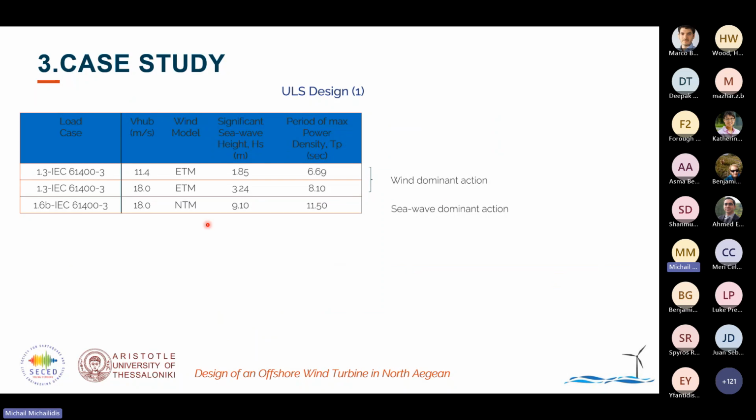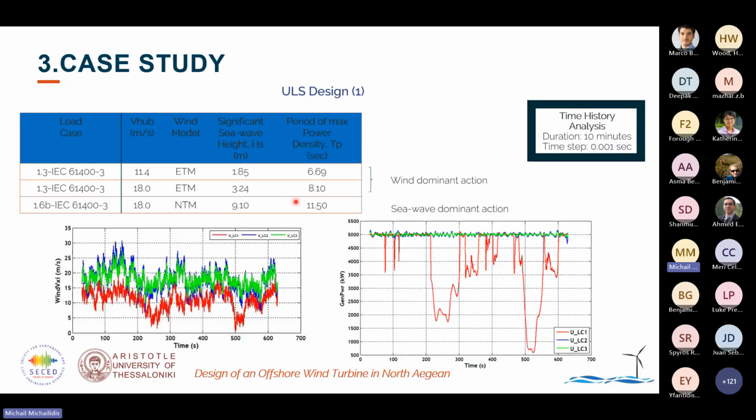Moving now to the ULS design, we still use the same wind speeds, but moving to extreme turbulence mode, where the wind is the dominant action, and we're maintaining the last combination as before, where the sea wave is the dominant one. We're conducting the time history analysis for a duration of 10 minutes.